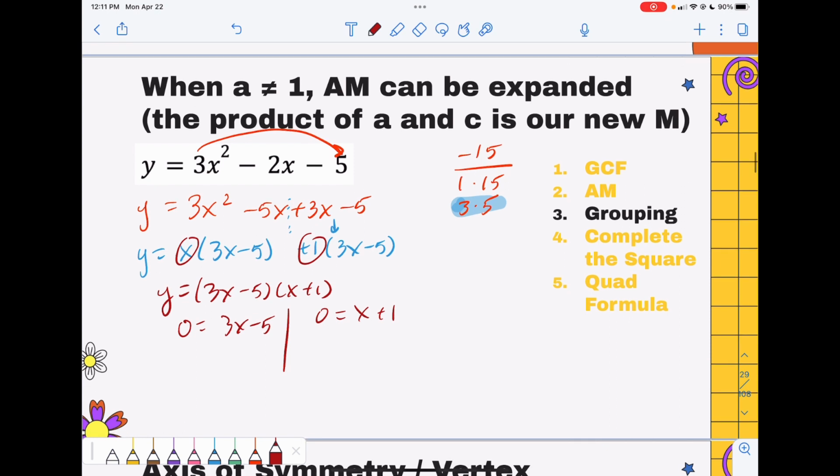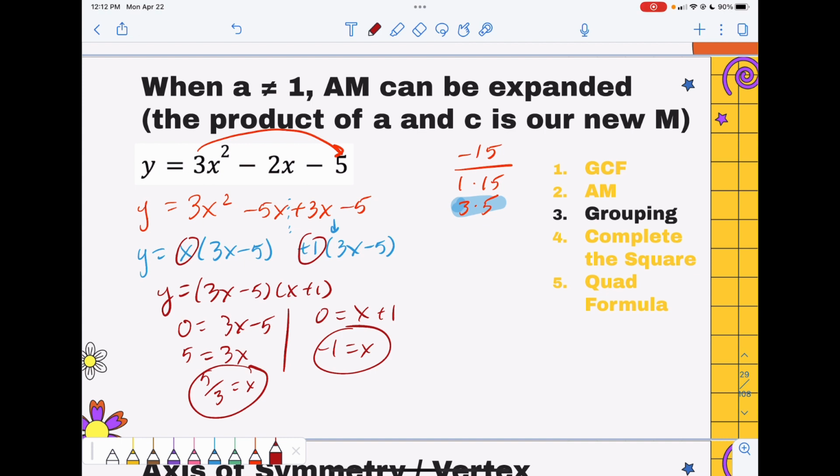3x minus 5 can be solved by adding 5 to both sides and then dividing by 3. So 5 over 3 is one of my roots, and I subtract 1 from the other side. Negative 1 is equal to x. That's my other root. So my two roots here are positive 5 over 3 and negative 1.